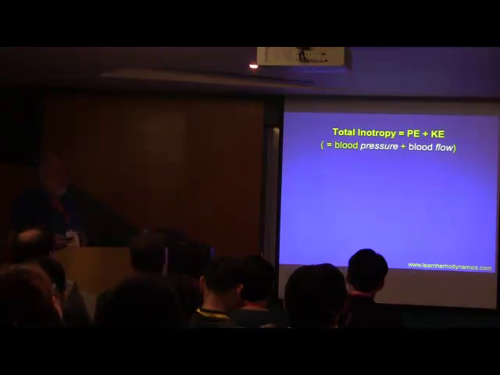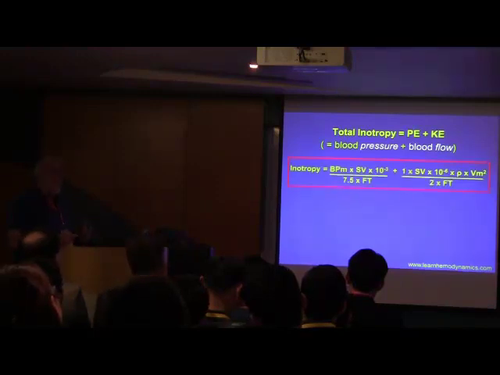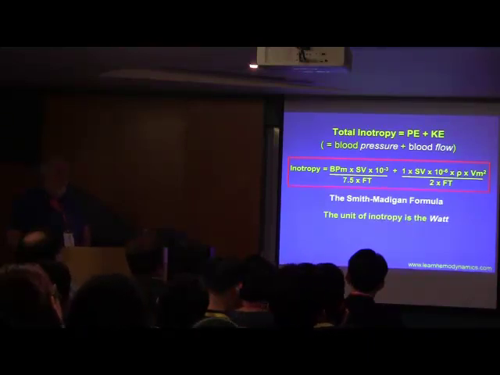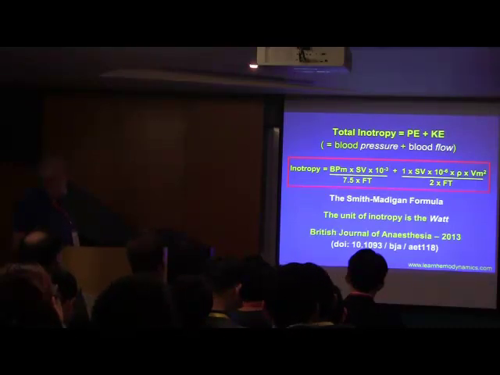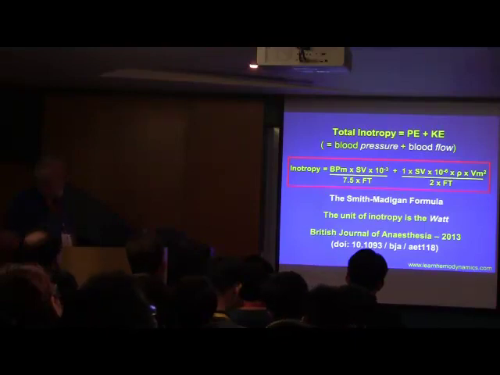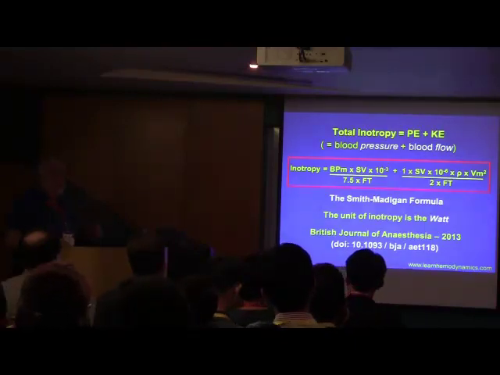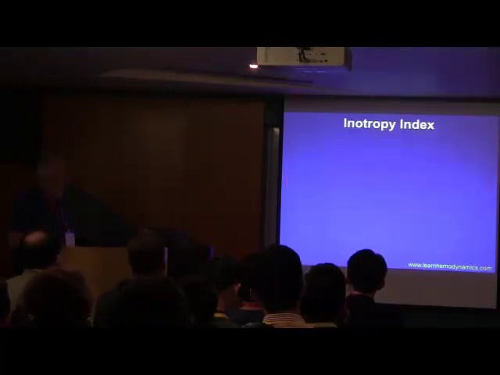So the total power of the heart went into two forms of energy. We add those together, and we get the two formulae put together, and that's the so-called Smith-Madigan formula. And when you work it through, the unit of inotropy is the watt. It is the unit of power. And we published that last year in the British Journal of Anaesthesia, if anybody wants to go into a little more depth. The maths is not complicated at all.